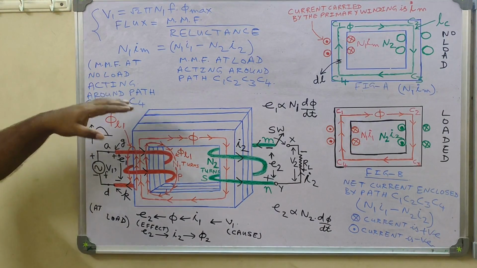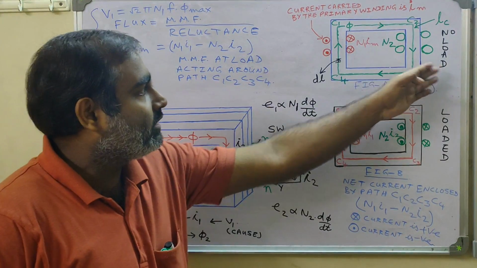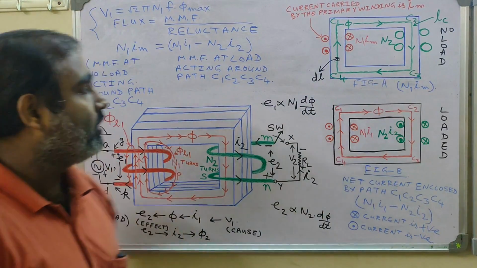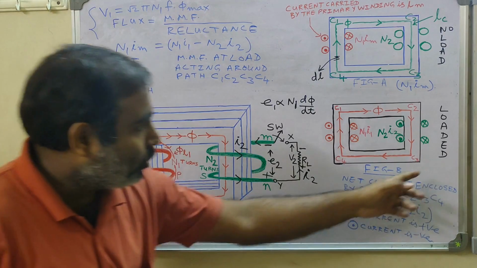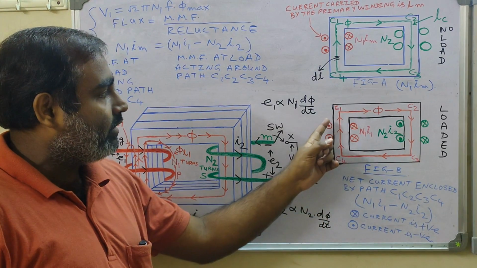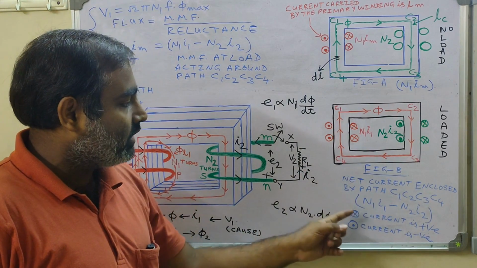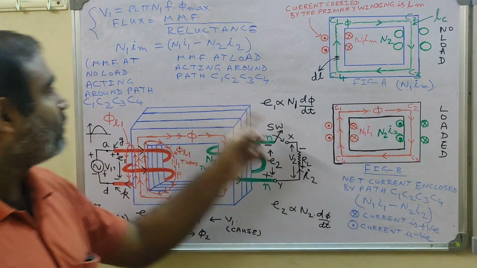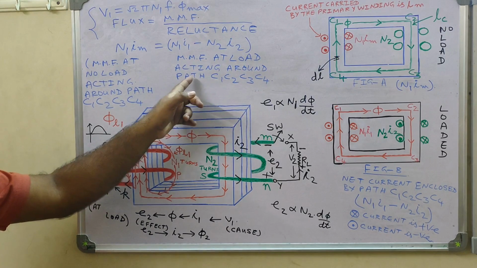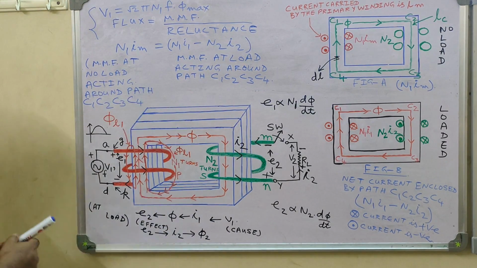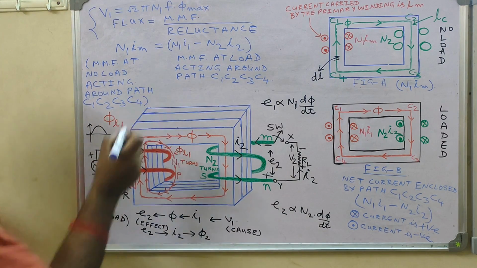So you see, at no load condition, the MMF acting around the path C1, C2, C3, C4 is N1 Im, and at loaded condition, the MMF acting along the path C1, C2, C3, C4 is N1 I1 minus N2 I2. So this we have written according to Ampere's circuital law.